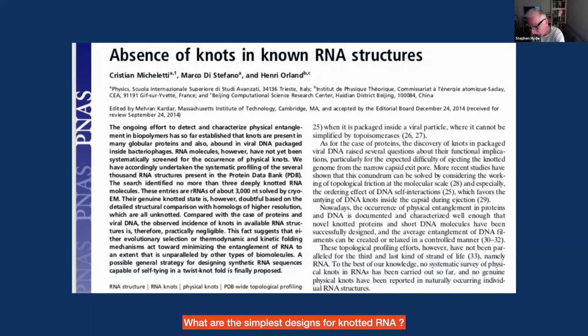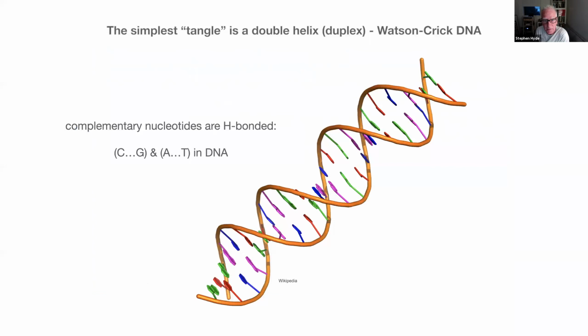One of the motivations for this work was a very interesting paper which appeared 5 or 6 years ago in PNAS, where these people, Micheletti, Di Stefano and Orlan, said that there were very few, if any, knotted RNA structures known, in contrast to proteins and certainly in contrast to a lot of DNA. So I started thinking, well, I've been working long-term with Miff Evans, who'll be talking later, on a big project on trying to understand tangling in general.